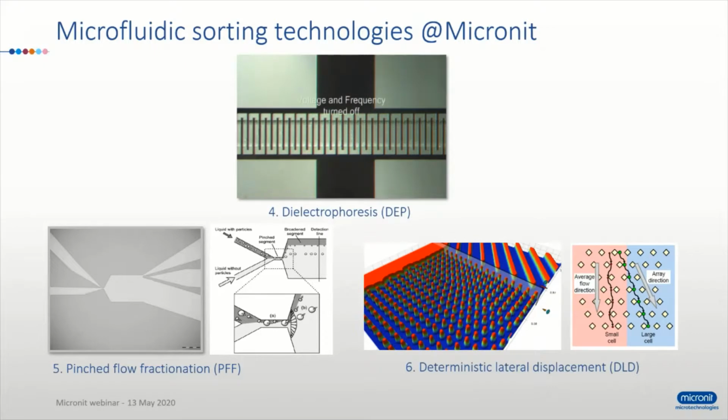Final technique I'd like to present, and I'll go into a bit further detail there, is called deterministic lateral displacement, better known as DLD, where basically you use microposts, as you can see in this image, which are micro-embossed into a polymer device, and you are also selecting cells or sorting cells based on their size. And this is especially powerful when, for example, you want to sort blood cells, and I'll show that in the next slide.